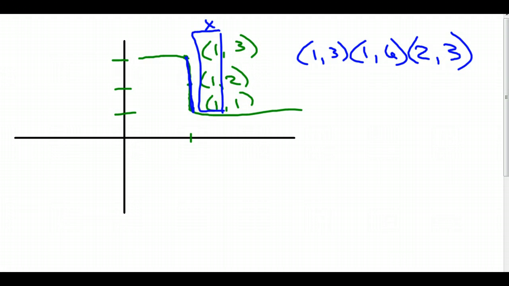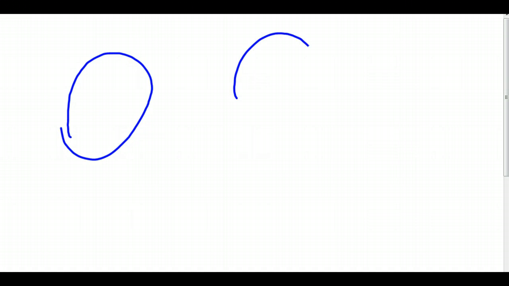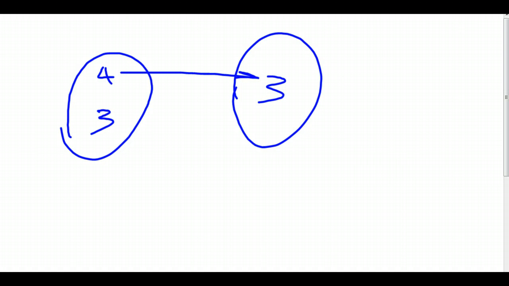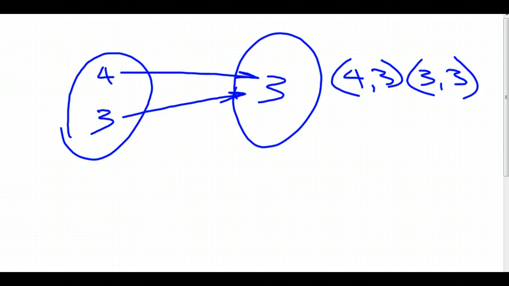If I give you something like this, and I put in the number 4, the number 3, and the number 3 over here, and when I put 4 in the function machine, it spits out a 3. When I put a 3 in the function machine, it spits out a 3. Is that a function? Think about it. Let's write out the coordinates. What are the coordinates for this one? 4, 3. What are the coordinates for the other one? 3, 3. Do the x values repeat? No, they're a function.